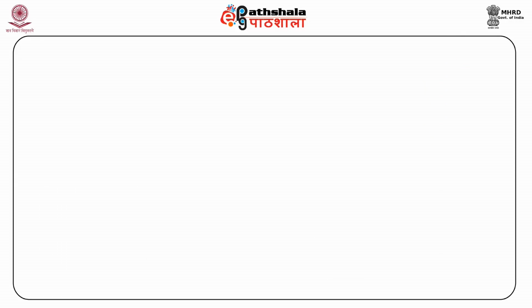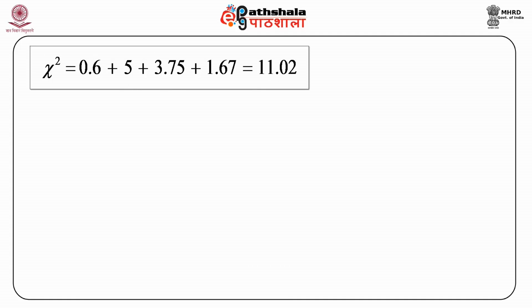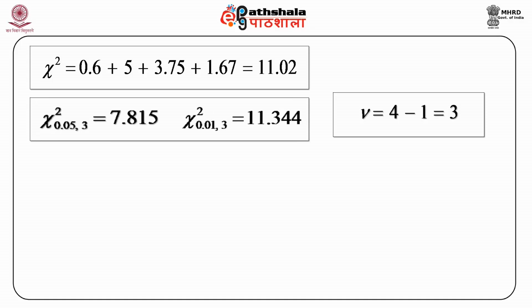The calculated value of chi-squared is equal to the sum of the last row of the previous table: 0.6 plus 5 plus 3.75 plus 1.67, which is equal to 11.02. And nu is equal to 4 minus 1 equal to 3. Now chi-squared at 0.05 with 3 degrees of freedom is equal to 7.815, and chi-squared at 0.01 is equal to 11.344.